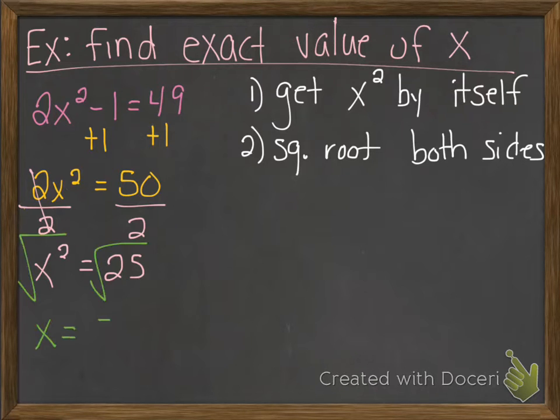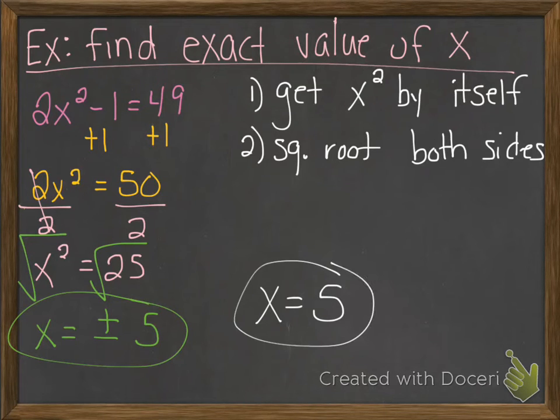Now I take the square root of both sides, and I'm technically left with plus or minus 5. Although if you get x equals 5 for the purposes of my class, you are fine. But when you go to Algebra 2, don't tell your teacher that I lied to you. It is technically plus or minus 5. All right, and we're done.